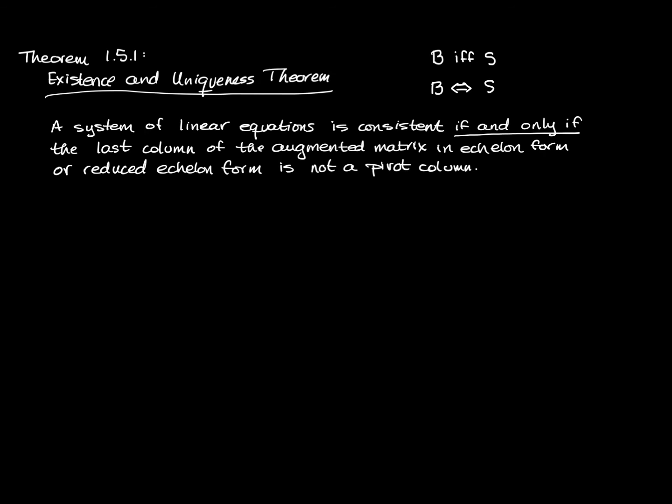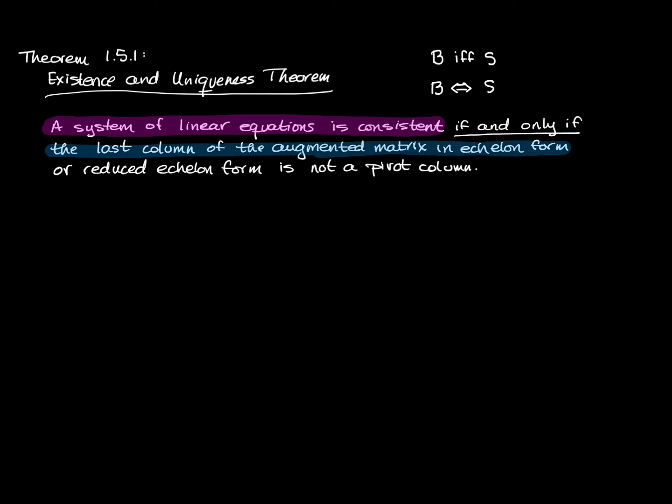I want to make the point that this expression has a very specific meaning, and it's important to notice that what it's doing is connecting two other expressions in a way that is kind of unique. So I'm going to take a look at what those two expressions are. The first one is this: a system of linear equations is consistent. That is a condition that may or may not be met. And the other one is this long one here: the last column of an augmented matrix in echelon or reduced echelon form is not a pivot column.